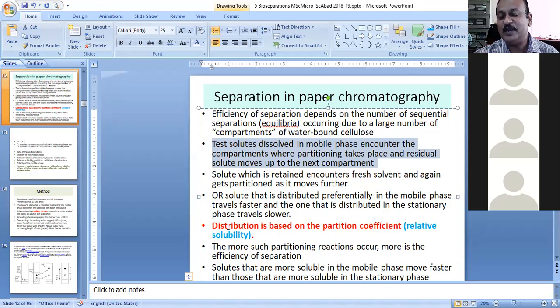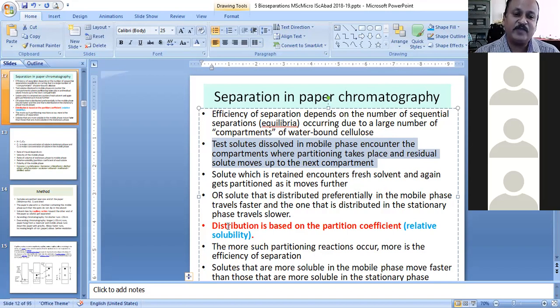So you can imagine that this kind of molecule, which is more soluble in the mobile phase, will keep on moving at a faster rate compared to the A molecule, right? And if I have another molecule, say C, and for the C molecule the equilibrium is like this, that 50% of the molecules are retained in the stationary phase and 50% are moving ahead, isn't it?